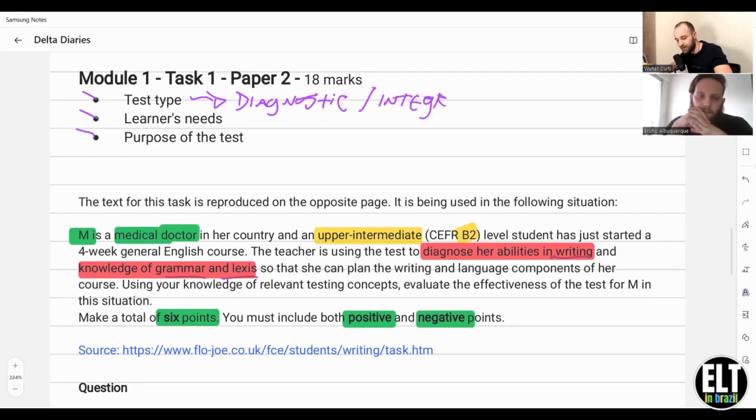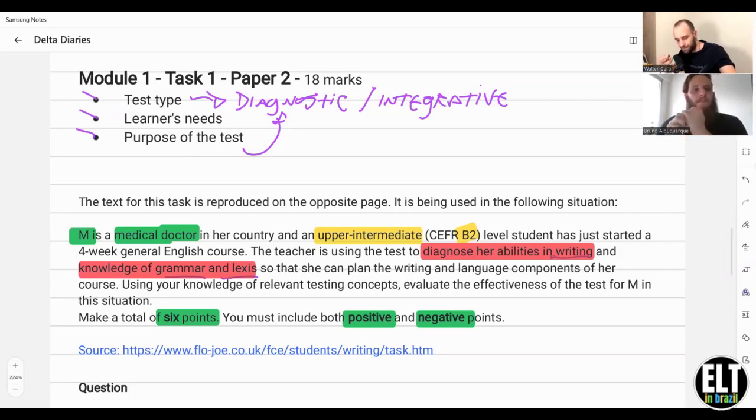Integrative. Oh, I didn't know that. Nice. I need more study. Well, the assessment purpose, we could say that the purpose is diagnostic, right? The test type would be integrative, and the purpose of the test would be diagnostic.